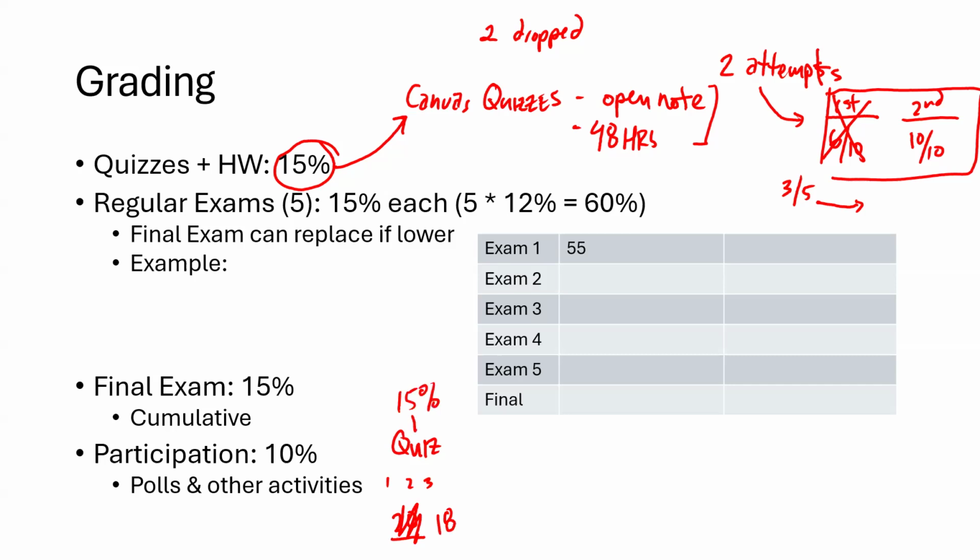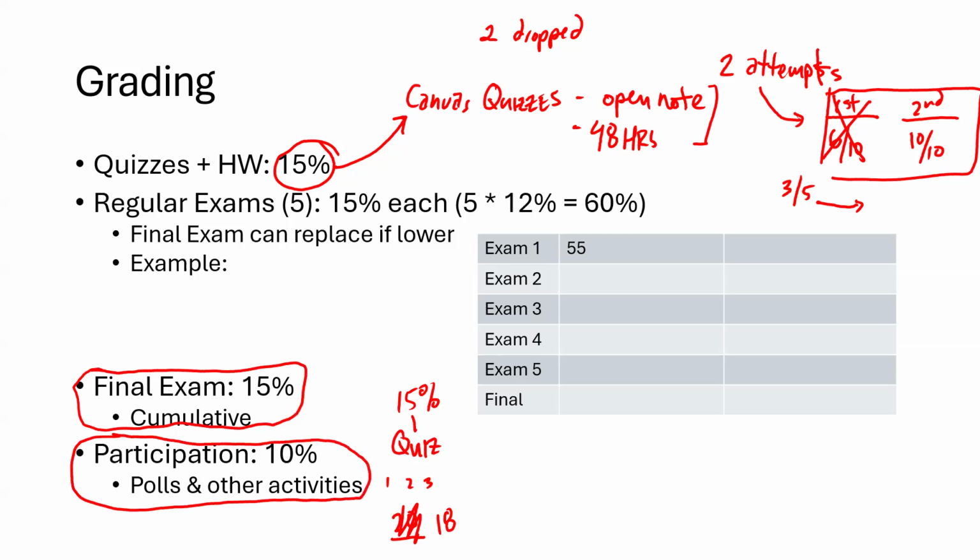of your grade. Now, you have a final exam, which we've already talked about the date. That's a cumulative final exam. And then we have activities and polls, and that will be for 10% of your grade.